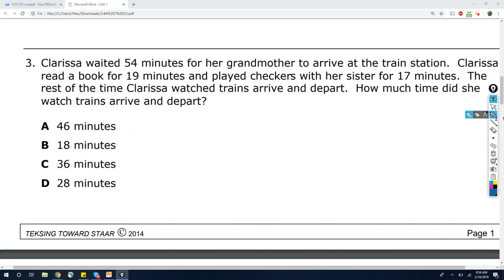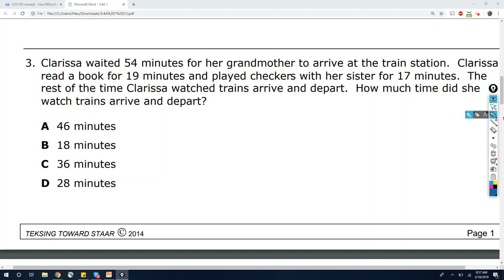Clarissa waits 54 minutes for her grandmother to arrive at the train station. Clarissa read a book for 19 minutes and played checkers with her sister for 17 minutes. The rest of the time, Clarissa watched trains arrive and depart. How much time did she watch trains arrive and depart?